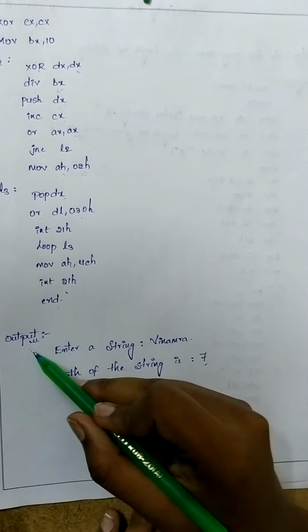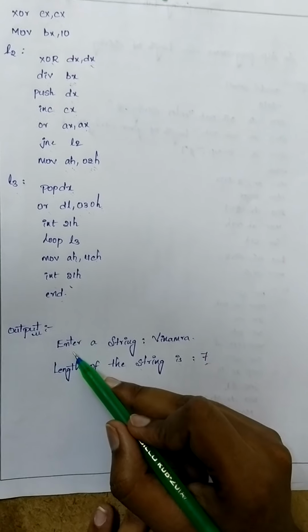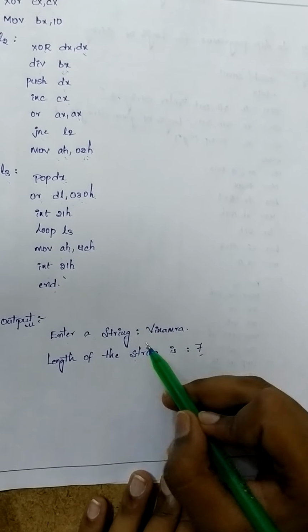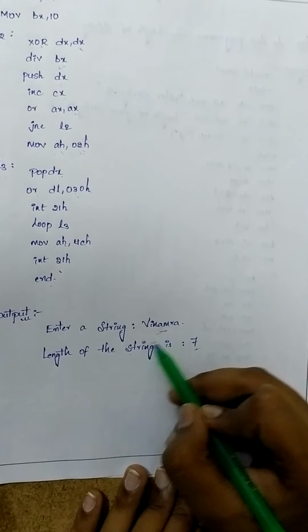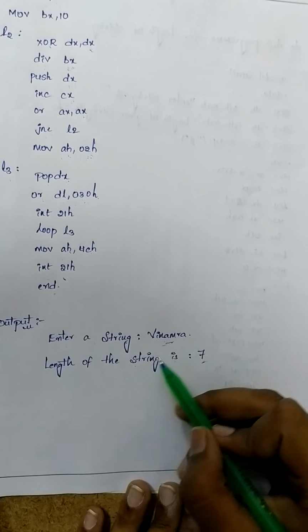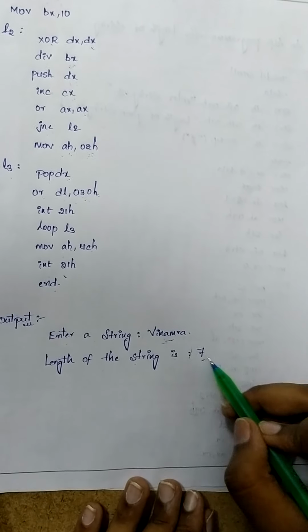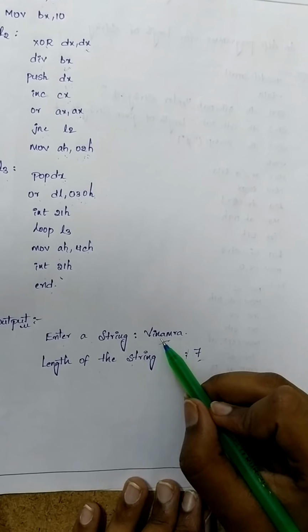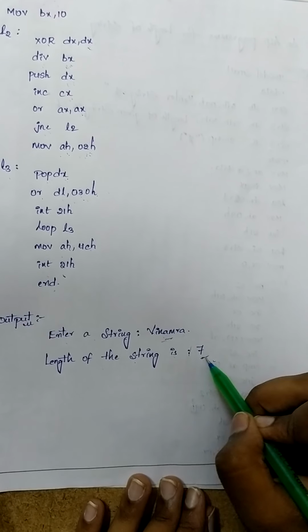And now the output. Enter the string. We are entering the string as Vinamrata. The length of the string is the result. We get 7 as the result.